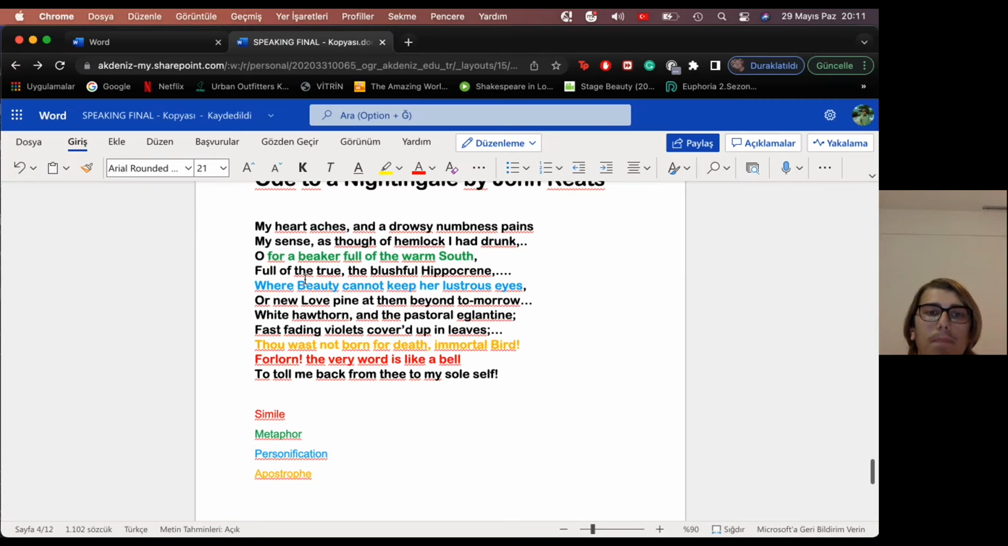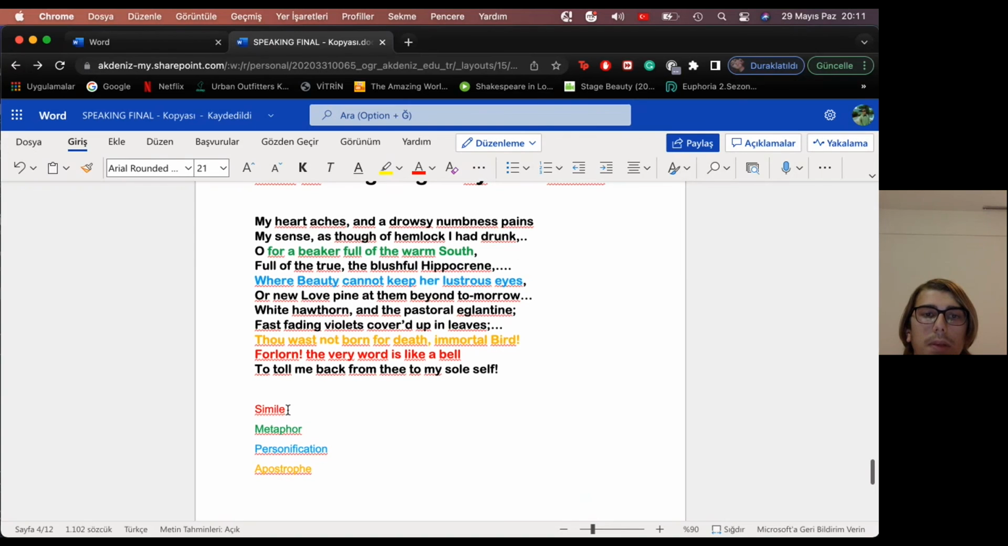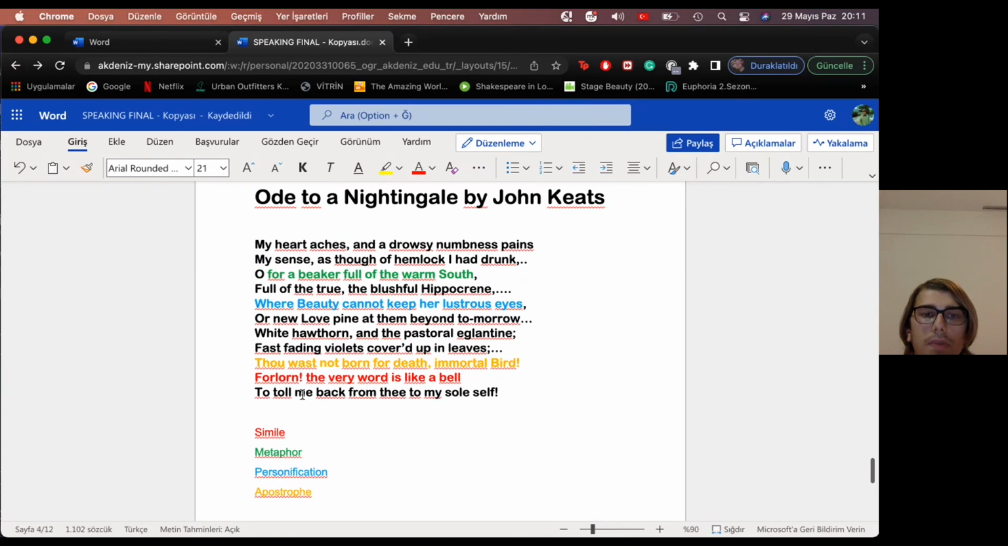Here in this poem, where beauty cannot keep her lustrous eyes, in this verse there is personification because beauty is given human attributes. Forlorn is an abandoned person, someone who's left alone. So it is compared to a bell. So there is a simile. An apostrophe here: thou wast not born for death, immortal bird. Here the writer is addressing an inanimate object, a bird.